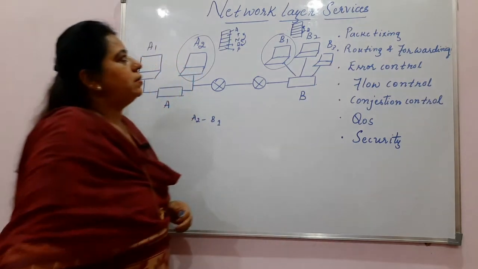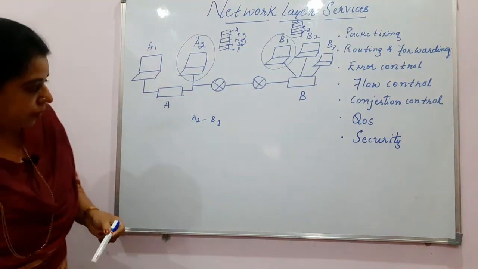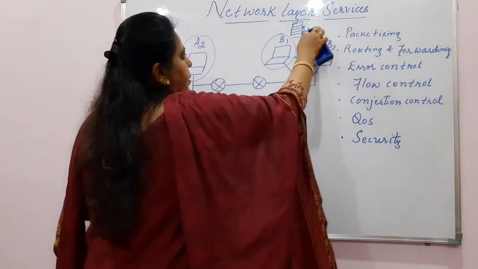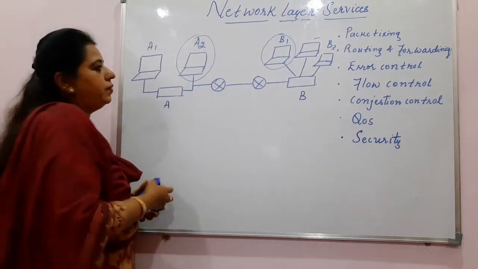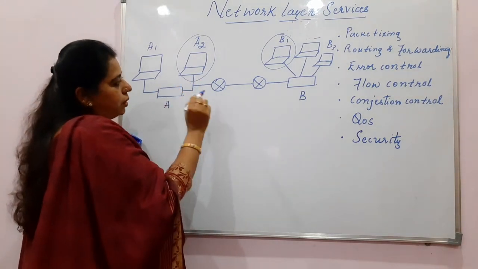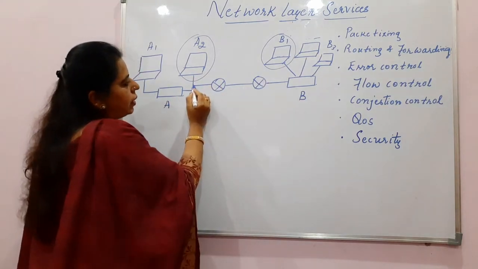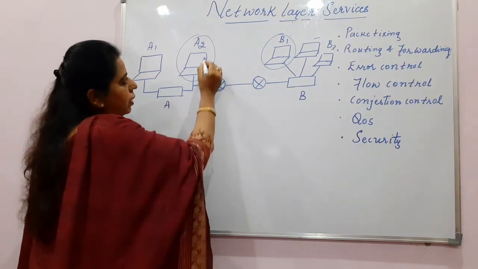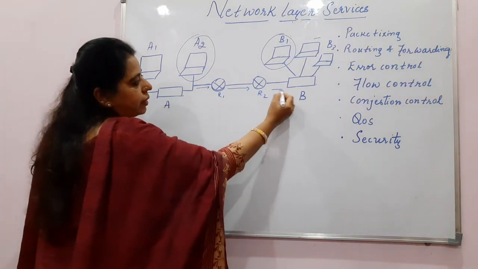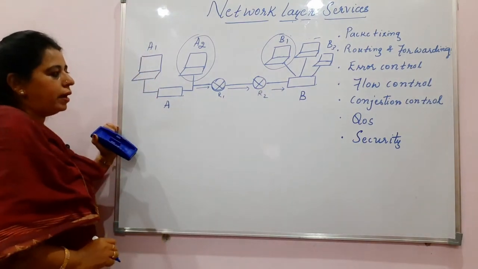The next function provided by the network layer is routing and forwarding. To explain these two concepts, I can make use of the same network scenario. Routing is the route taken by the packet from the sender to the receiver. In this example, I am showing you one route: from A2 the packet travels to R1, R2 and reaches the destination network. This is the route adopted by the packet.